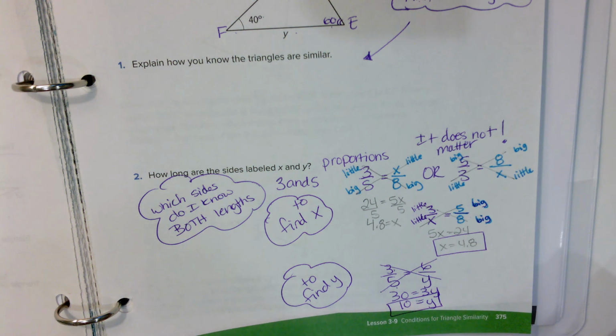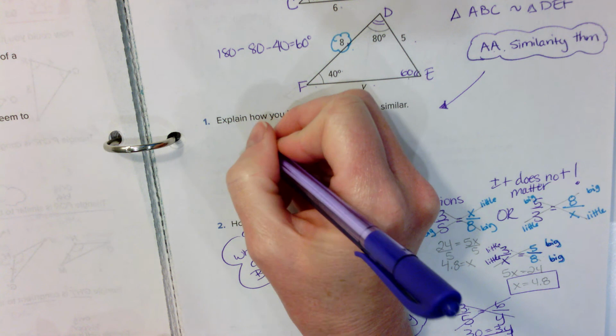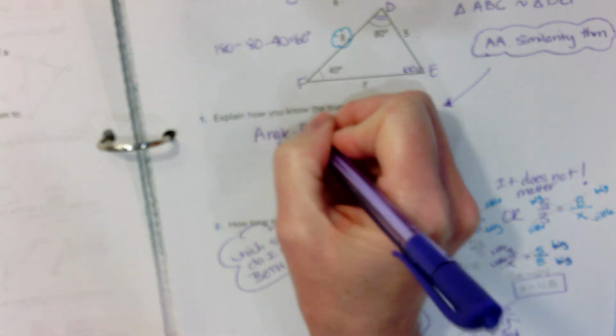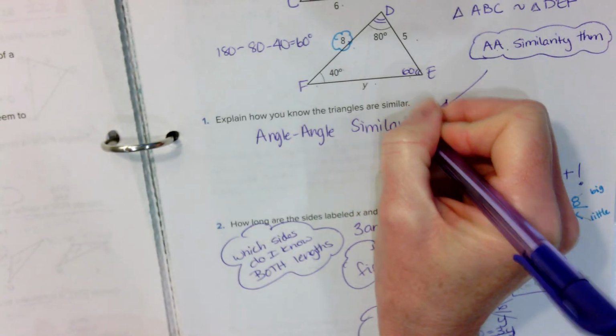This was the angle-angle similarity theorem. When two triangles are similar by this, in this space in our book, let's write the following. Angle, angle, similarity theorem.